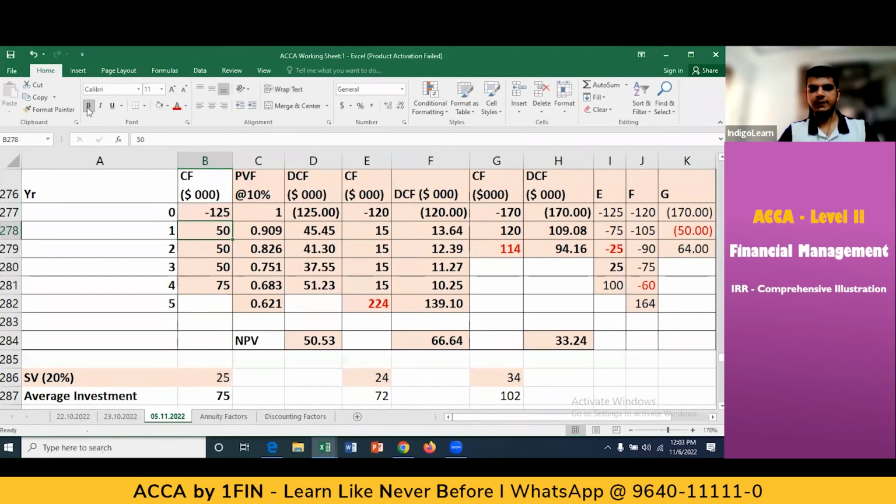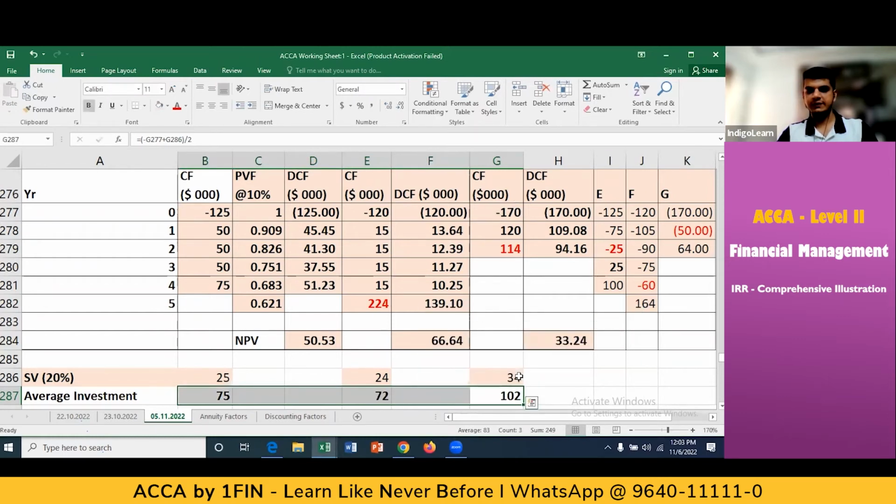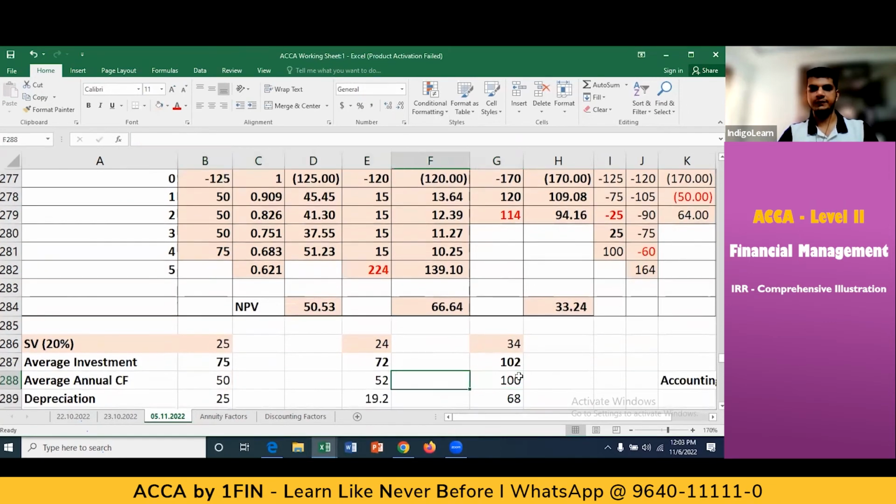Similarly for project F, it is 120 plus 24, that is scrap value, 144 divided by 2 coming to 72. Then here initial investment is 170 plus 34 totaling to 204 divided by 2 totaling to 102. We got the average investment for all three projects. Now what is required is average profit.